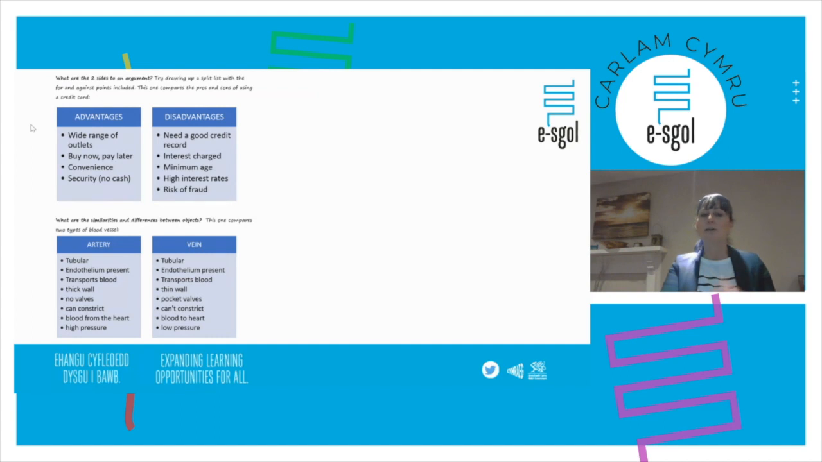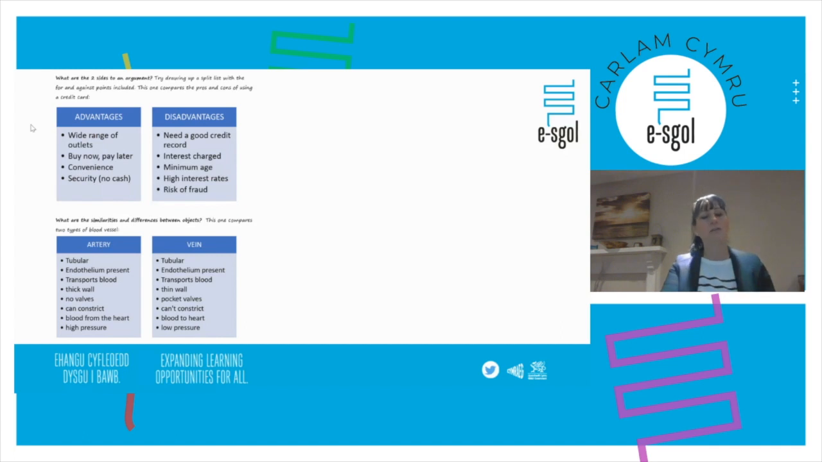So when you're doing arguments, so you might have in English a debate that you have to obviously put together. Try drawing up a split list with the for and against points. And this could be written on the side of your answer so that you've got a little plan of where you're going. So what are the advantages? What are the disadvantages? Okay. And maybe bullet point the main points that you're going to go over when you come to write out your answer. You could do it for other subjects as well.